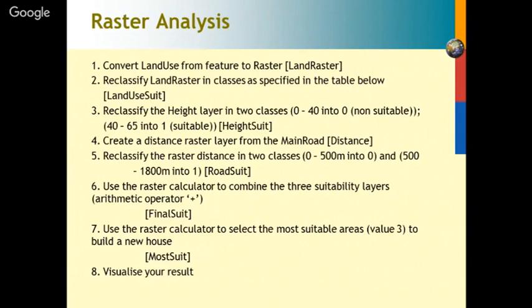Then what we do is we create a distance from the main road. That is carried out in a Euclidean distance-based approach, where we can decide the grid cells, and based on that the distance raster matrix is created. After creating that distance matrix, we do a classification as per the requirement that the area should be away from roads by 500 meters. So the criterion is that any distance less than 500 meters is not suitable.